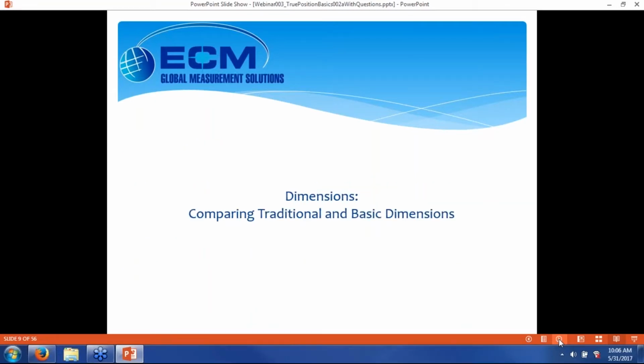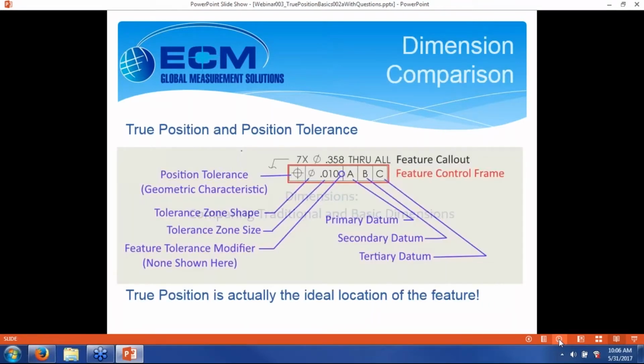Okay, dimensions, comparing traditional and basic dimensions. Here we have a feature control frame, which is how we control tolerances in GD&T. The first box, position tolerance, has the geometric characteristic. That little circle with the crosshair is, of course, the position tolerance indicator. Next, there's a diameter symbol. Sometimes that'll be blank, or sometimes you'll even have a small square there. That specifies the tolerance zone shape. Next to that, tolerance zone size. In this case, 10,000ths of an inch.